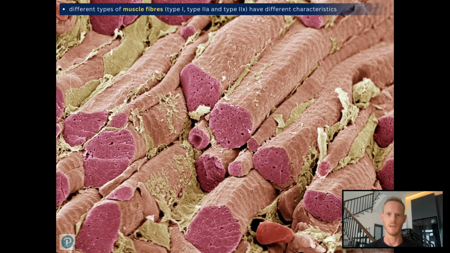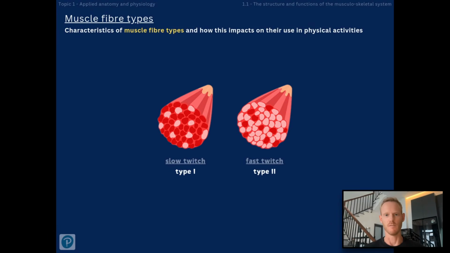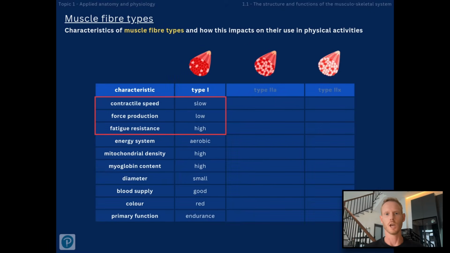Voluntary muscle tissue is made up of bundles of individual fibres. There are two main types of muscle fibres, slow twitch or type 1 and fast twitch type 2. Fast twitch muscle fibres can be further divided into subgroups type 2A and type 2X. So type 1 or slow twitch fibres contract slowly and don't produce much force, but are resistant to fatigue, meaning they can work for long periods of time without tiring.